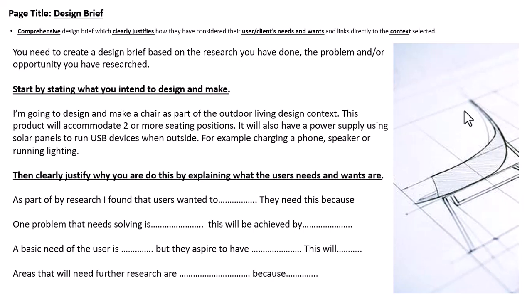When you've stated what you're going to design and make, you then need to clearly justify why you're doing this and explain what the needs are for the user. And then there you've got some sentence starters you might use or think about when you're formulating your own justification. So you can use them going forward.